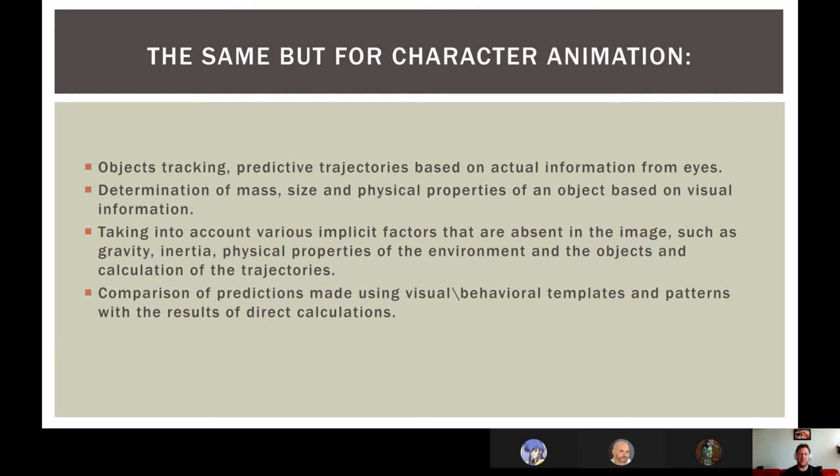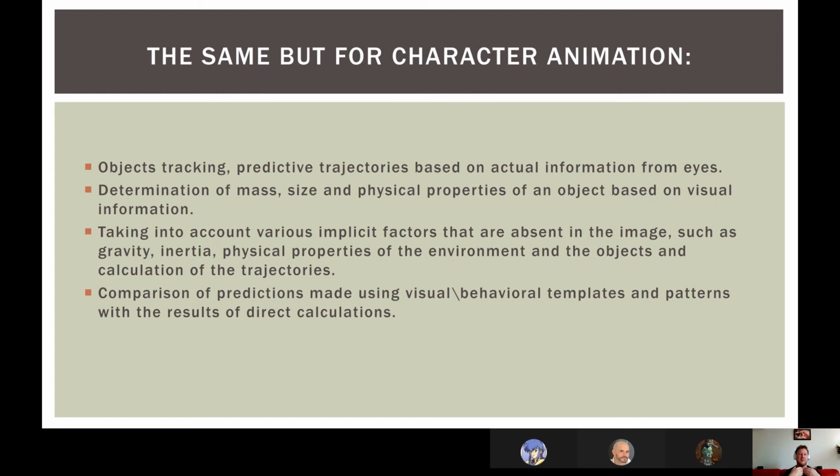The same goes for character animation: the same object tracking, the same predictive trajectories based on actual information from the eyes. But in that case, we're tracking not the ball, but the hand, elbow, eyes, direction of the line of sight, all that stuff. It's pure mathematics. You can calculate the same using a computer, but it would take a lot of time, and inside your brain this is happening in real time.